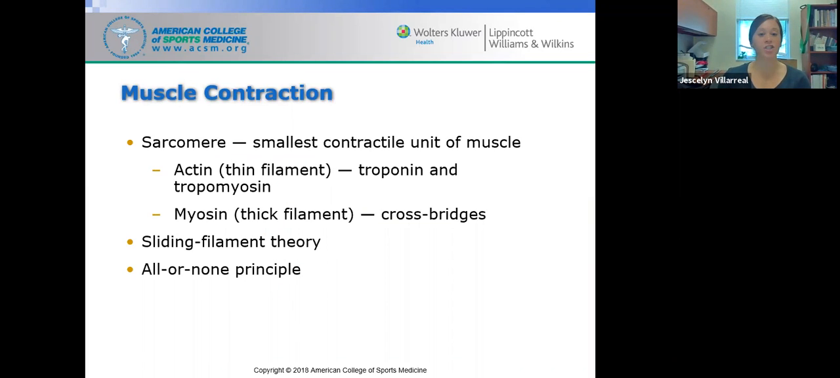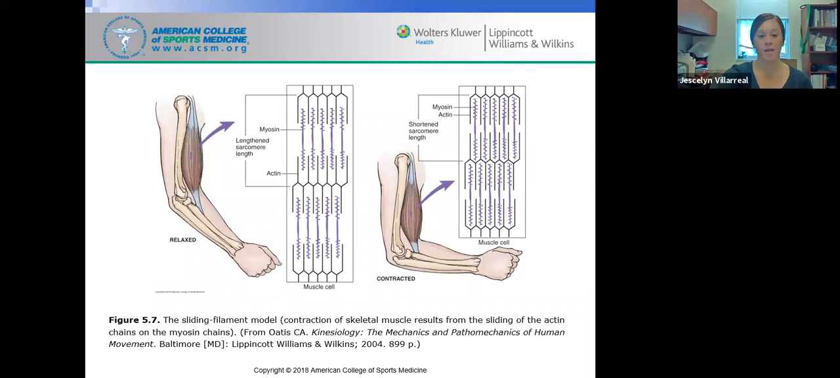Under muscle contraction, the sarcomere is the smallest contractile unit of muscle. We have the sarcomere, which is comprised of actin and myosin. On 5.7 coming up, we have the sliding filament theory. Both of these, sliding filament and all or none principle, are the two major principles that describe the mechanism of muscle contraction. Here we have sliding filament theory. Page 150 describes both principles for you.